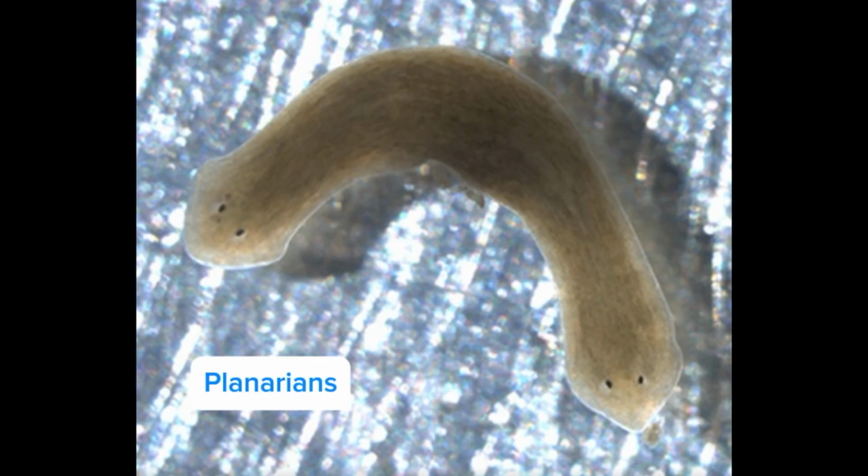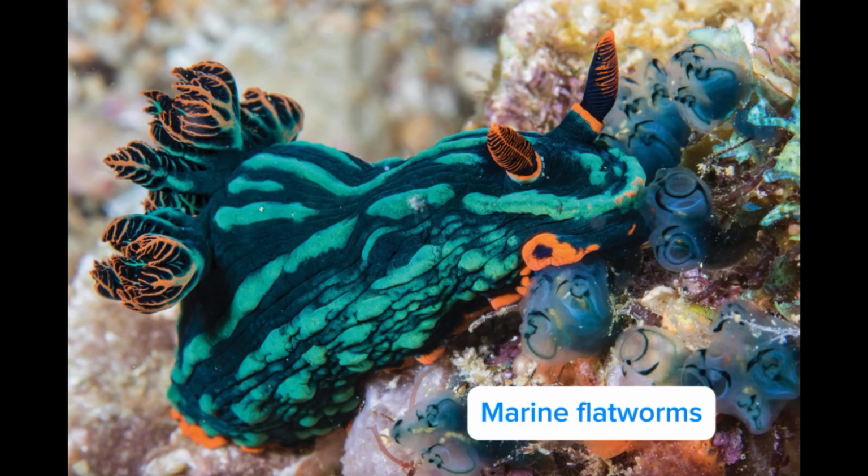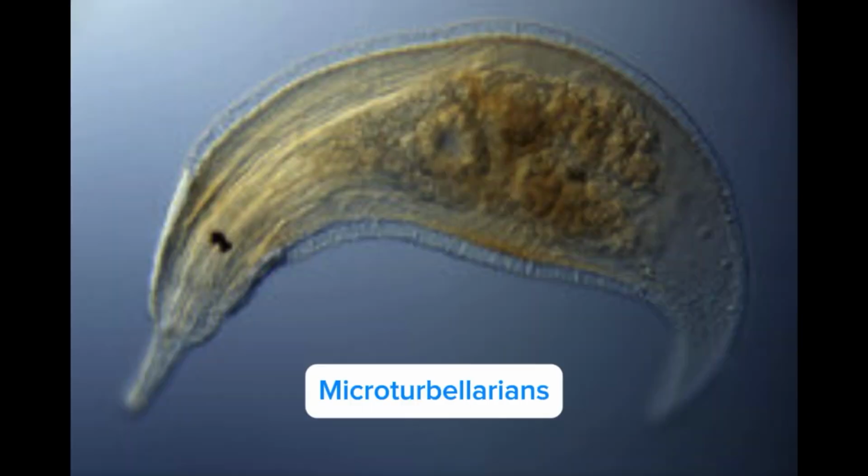Let's talk about representatives now. Okay, so the first representatives are planarians. They are common freshwater flatworms often used in regeneration studies. The second representatives are called marine flatworms. They are brightly colored species found in coral reefs and marine environments. The third representatives are microturbellarians. They are tiny flatworms, usually less than 1 millimeter in size, found in sediment.